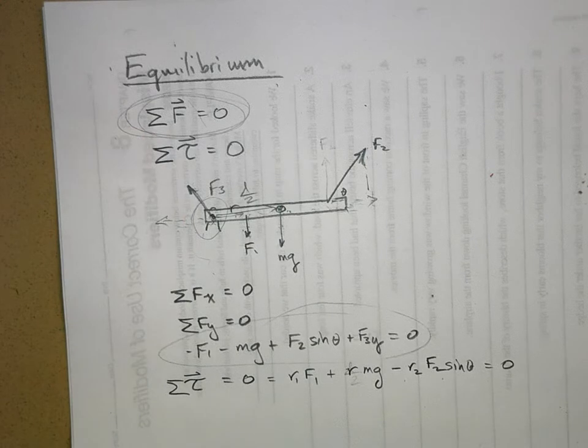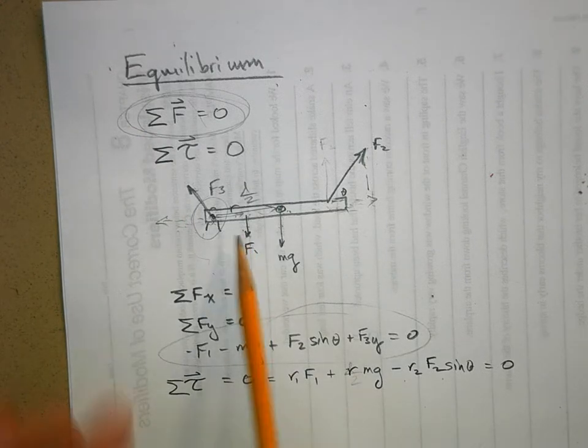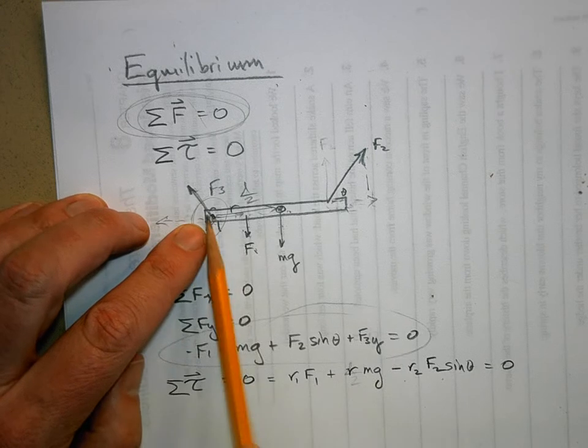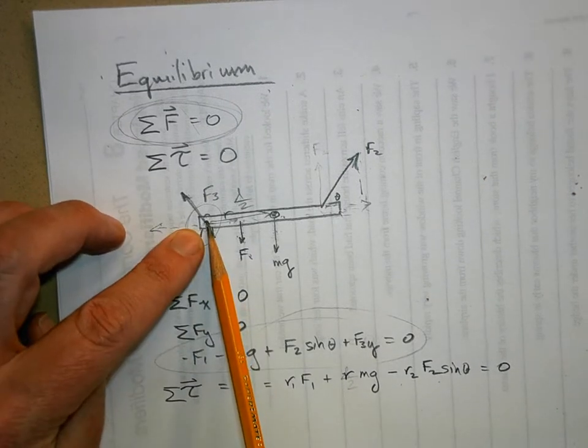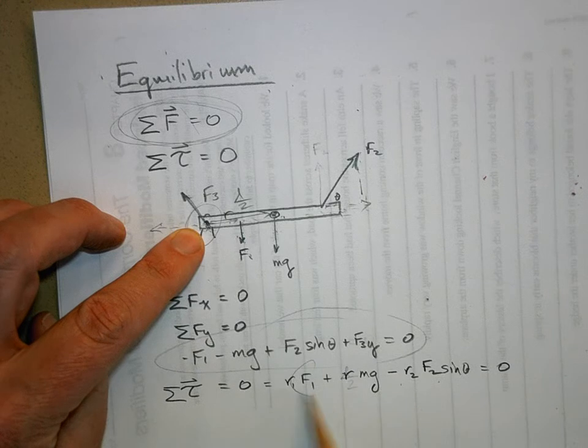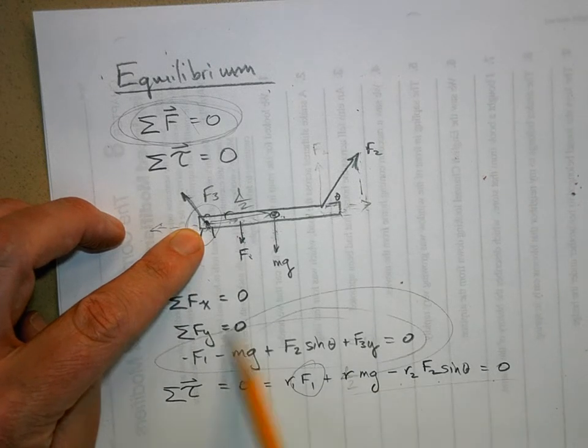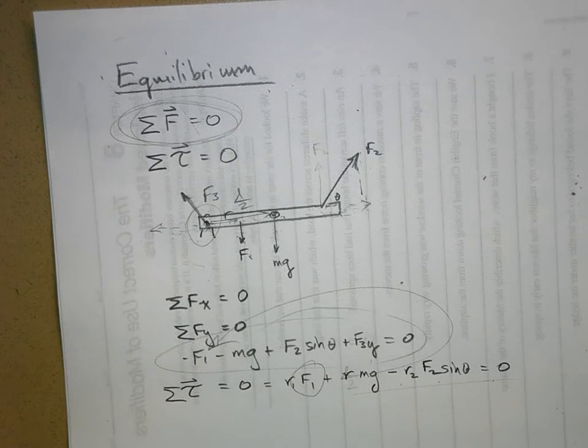Now, what does this torque equation allow you to do? Well, if F3 and F1 are your 2 unknowns, you've just eliminated F3 from the equation. Now your only unknown is this, and you can solve for it. And once you solve for it, you can put it into this equation and solve for F3. Or some variation of that.